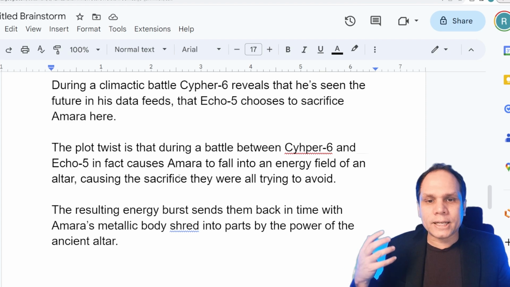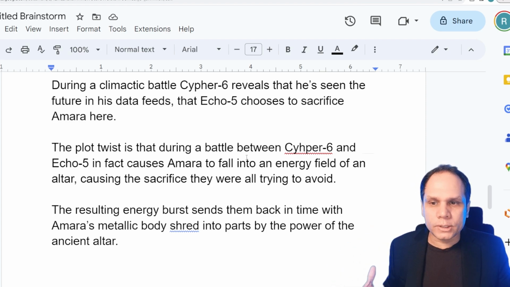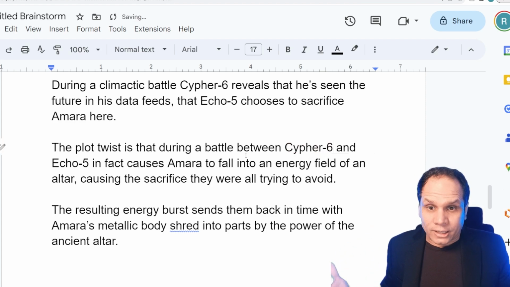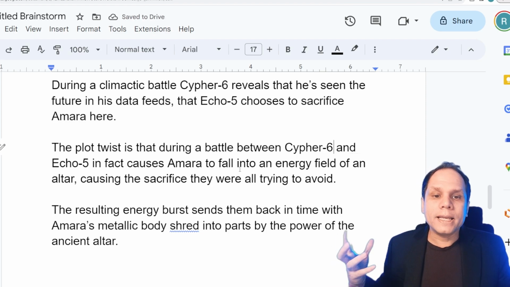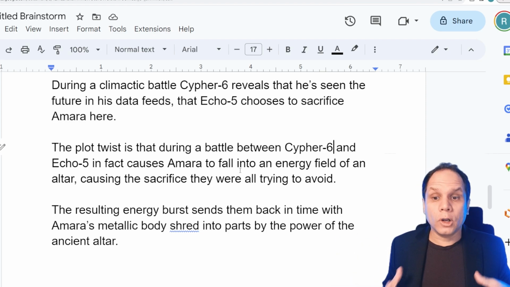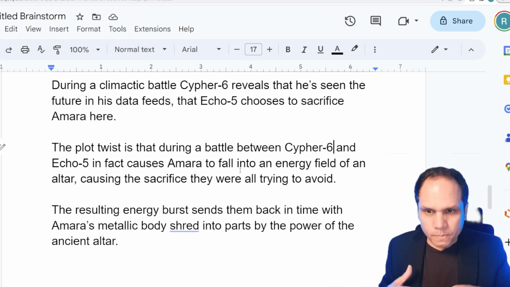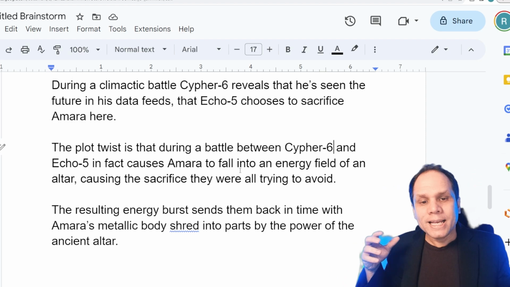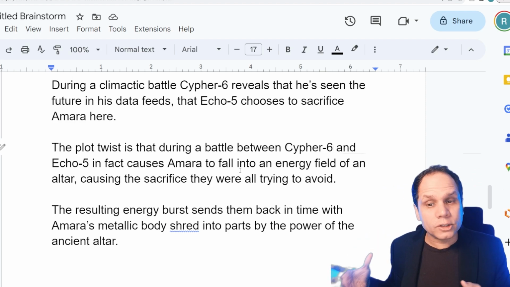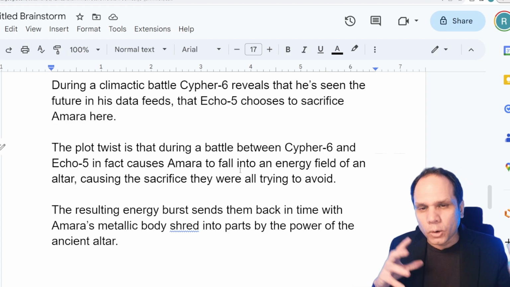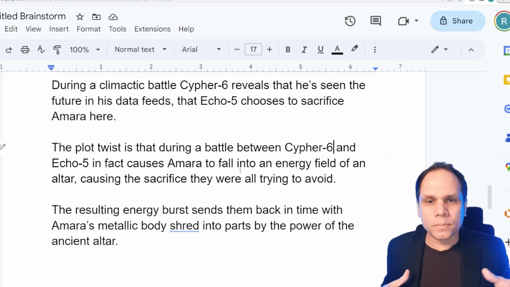Now the plot twist is that during a battle between Cypher 6 and Echo 5, that in fact causes Amara to fall into an energy field of an altar, causing the sacrifice they were all trying to avoid. The resulting energy burst sends them back in time with Amara's metallic body shred into parts by the power of the ancient altar. So my wording here is kind of rough a little bit, but I was just sitting here writing all this out very quickly.